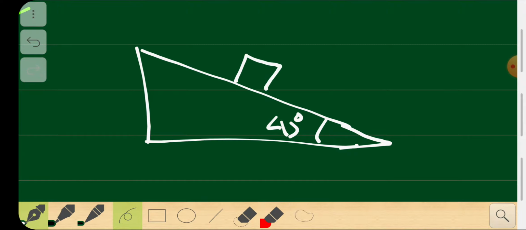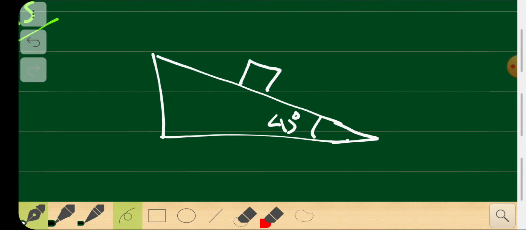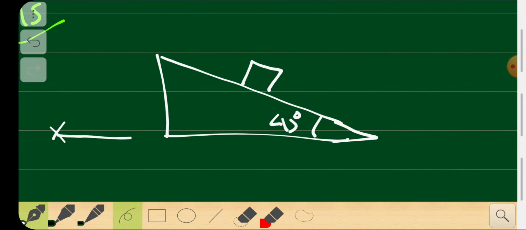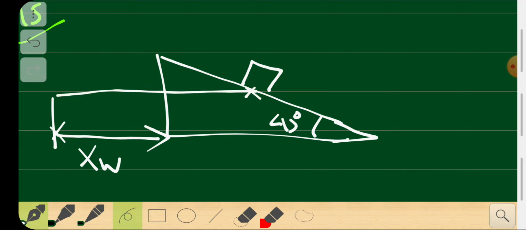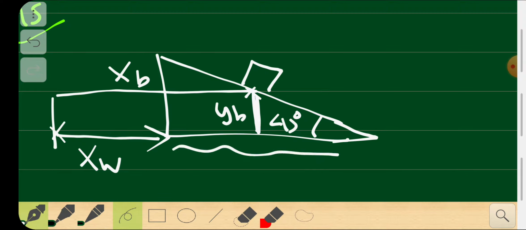And then there is this box. I'm going to make some assumptions that initially the box was here, and then when I give the acceleration, the box shifted to this new position. The box has also shifted. The distance traveled by the wedge from the initial point is some x_w, and the distance traveled by the box is some x_b. The height of the box is some y_b, and the length of the base is l. This is all I can assume.